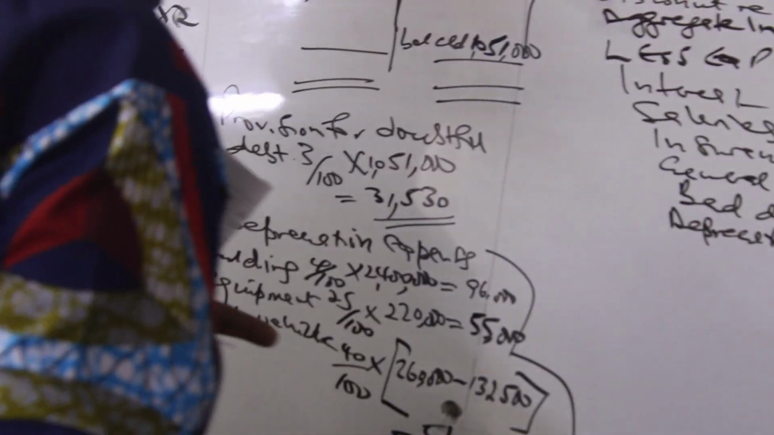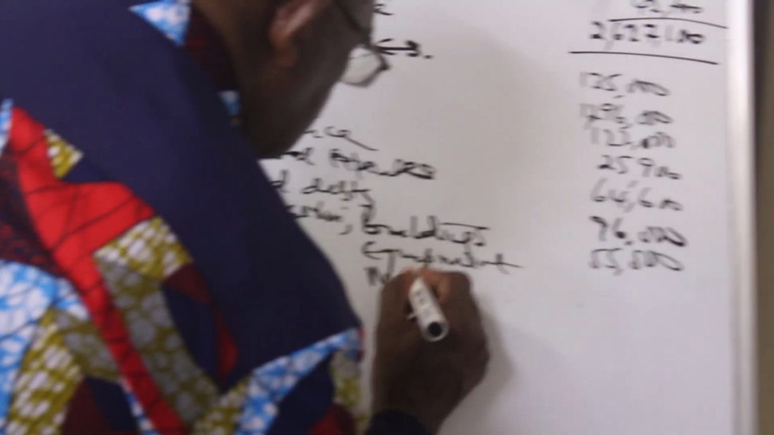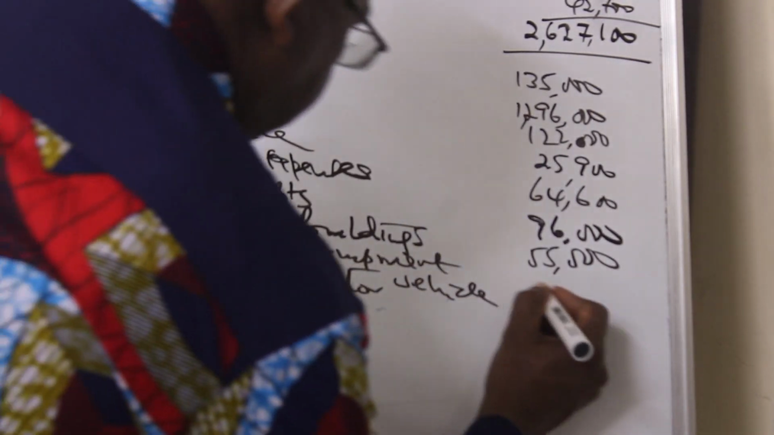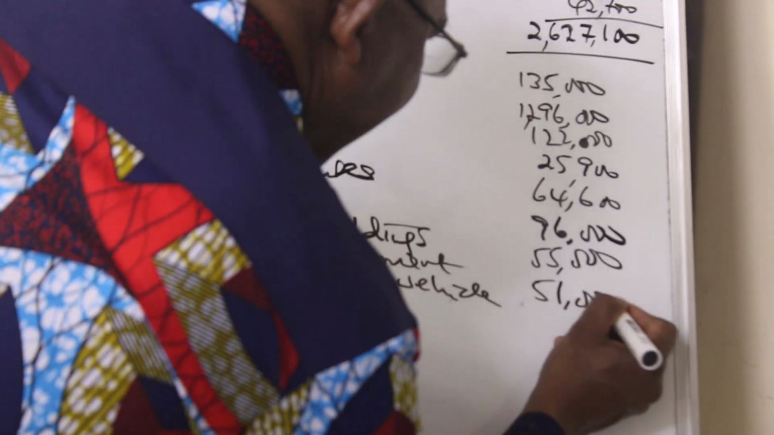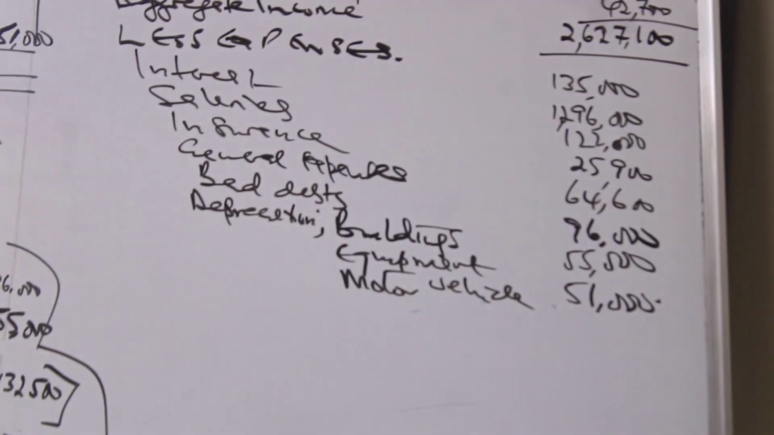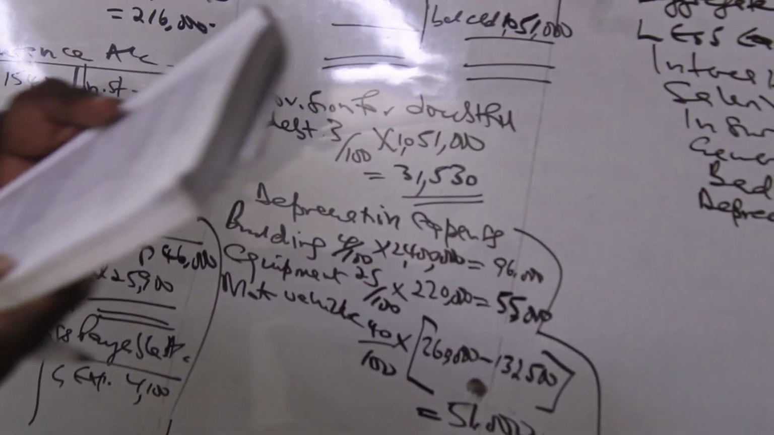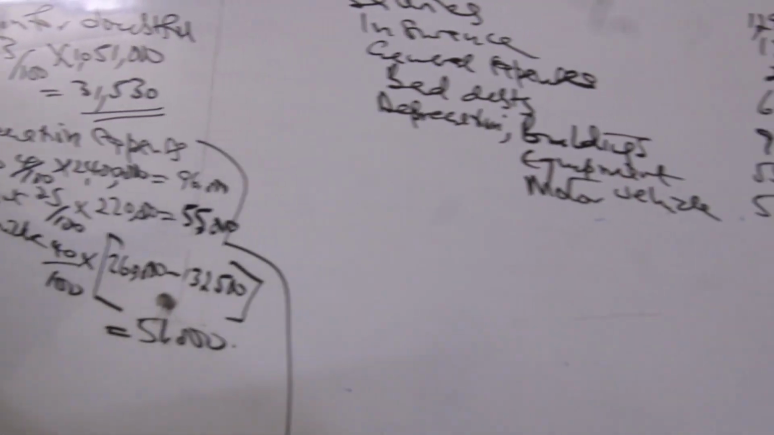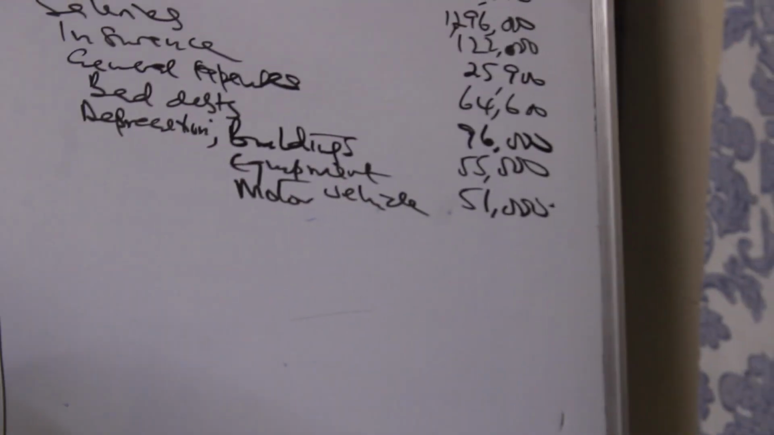And motor vehicle, 51,000. Those are the expenses that we adjusted. Then we go straight to our question and we look for any expenses which are in the trial balance but were never adjusted.